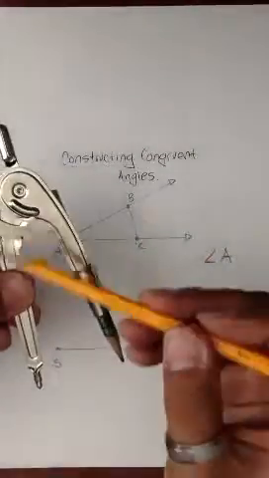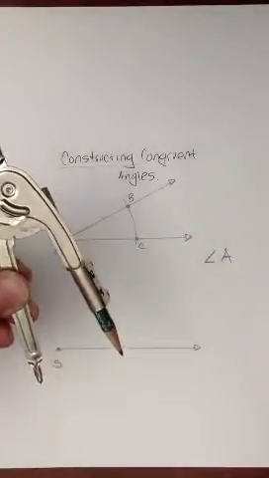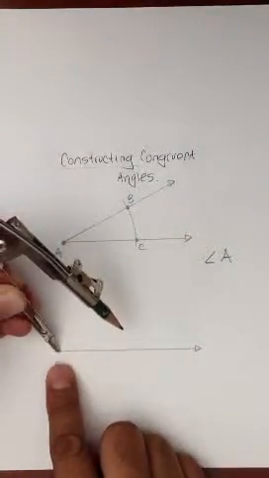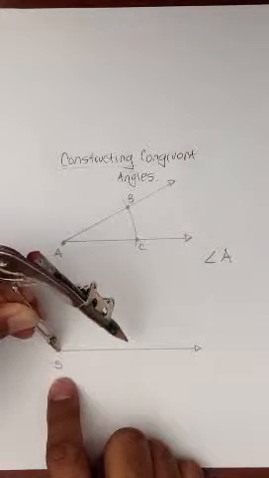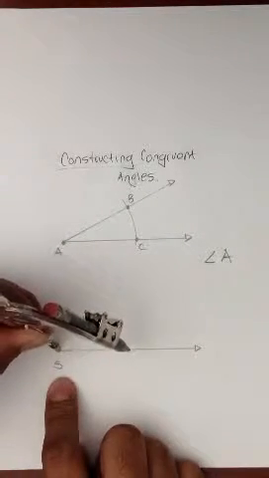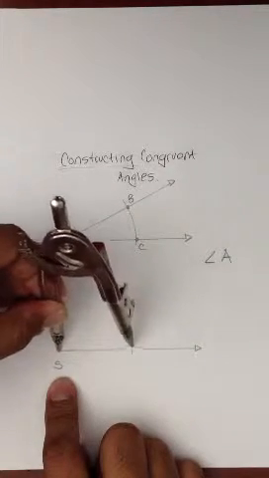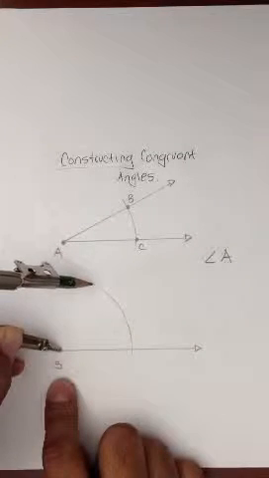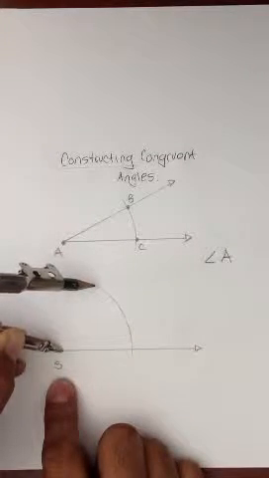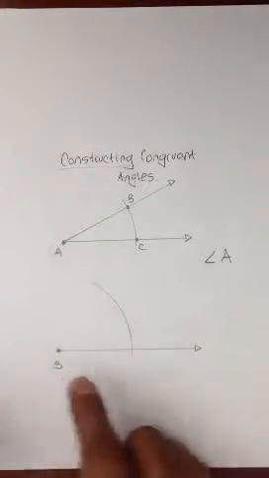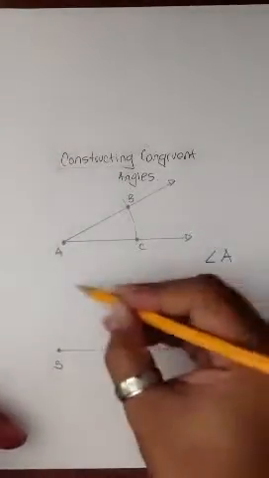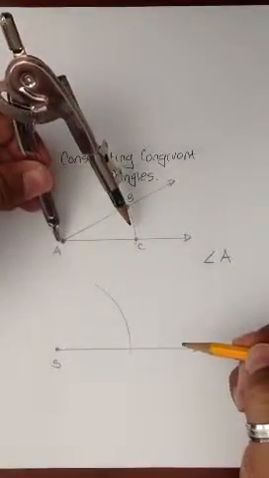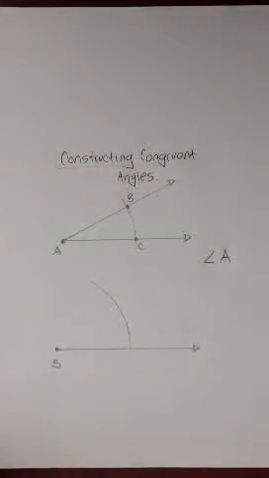The next step, without changing the setting on your compass, is you're going to take the end point of your compass and put it on your end point S of your ray. And then you're going to make that same arc. Again, not a lot of pressure on the pencil. And I tend to exaggerate it. I tend to make a large arc because I'm not exactly sure where I'm going to end. So I just created an arc, nice clean arc, using the same measure from my original angle. Okay, we're going to move on to the next step.